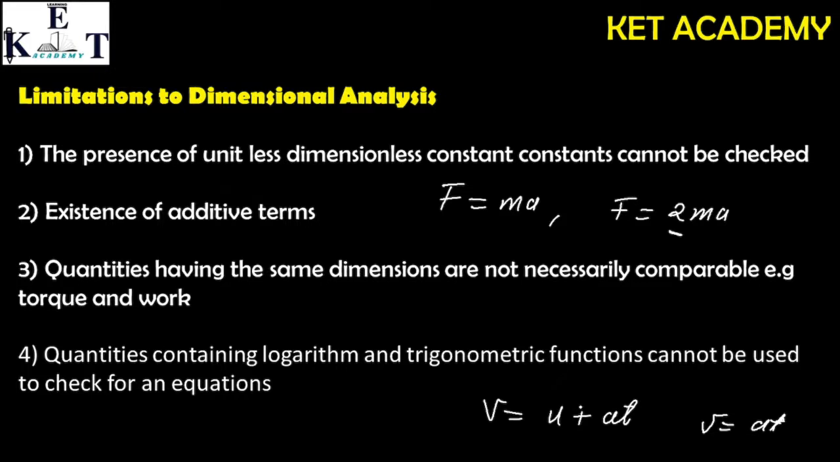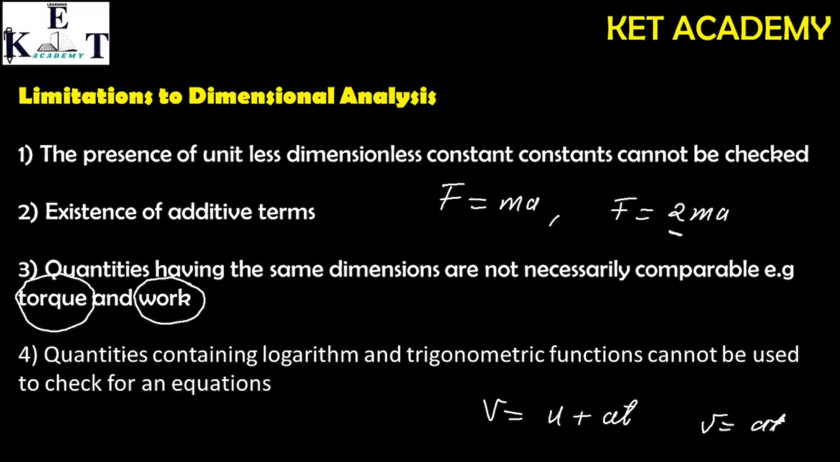So the third limitation we're going to look at is quantities having the same dimensions are not necessarily comparable. So in this case, we are talking of torque and work. The units of torque are basically the same as the units of work, but these two quantities are not equal. So this already is a limitation. They are not physically equal.